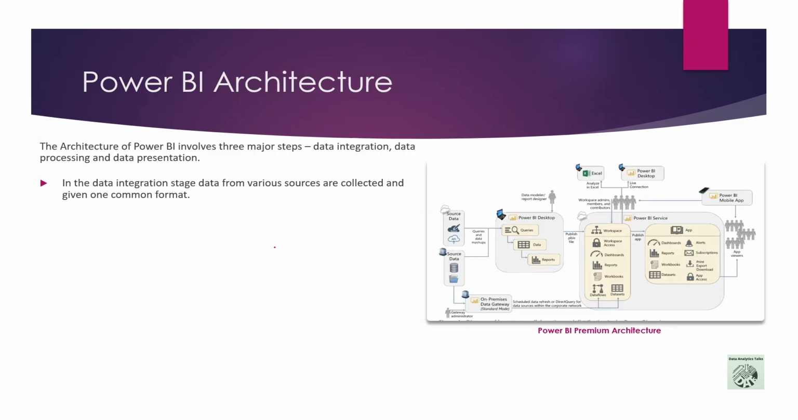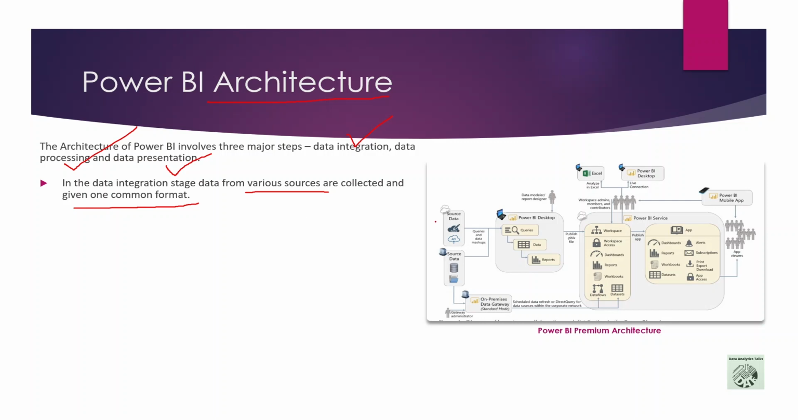As we move along, it is very important to understand the architecture of Power BI. The architecture of Power BI involves three major steps: data integration, data processing, and data presentation. So what is data integration? In the data integration stage, data from various sources is collected and given one common format. Main points: data collected from various sources and given one common format.